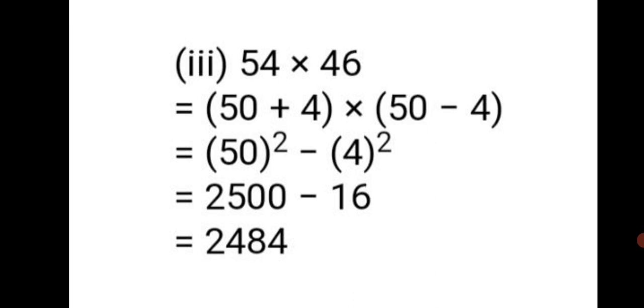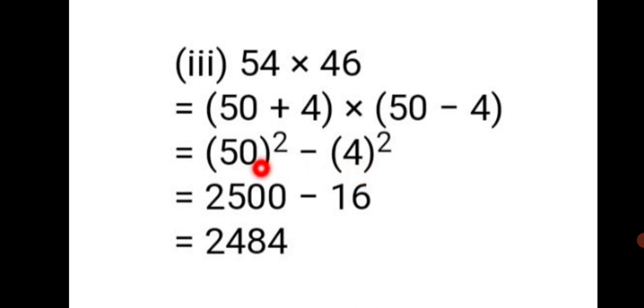Third sum, 54 into 46. We can expand it as 50 plus 4 and put it in a bracket multiplied by 46 can be written as 50 minus 4. So we got the terms a and b here. a is 50, b is 4. 50 plus 4 into 50 minus 4 is in the form a plus b into a minus b, which is equal to a square minus b square. So we can write it as equal to 50 square, which is our a, minus 4 square, which is our b. So we got here 50 square minus 4 square.